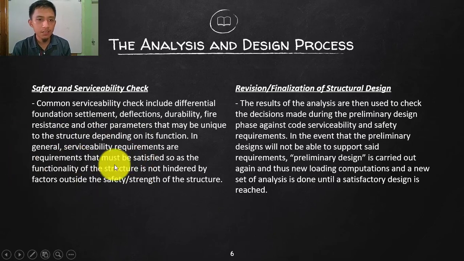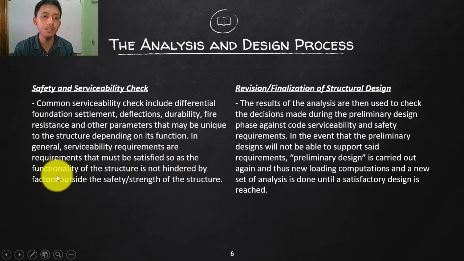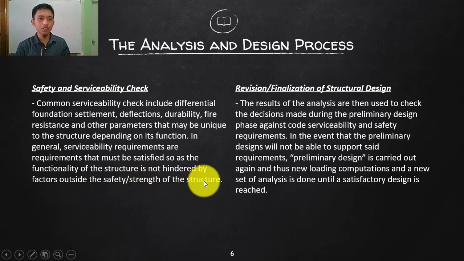In general, serviceability requirements are requirements that must be satisfied so that the functionality of the structure is not hindered by factors outside the safety or strength of the structure. So what does that mean? It is not just enough for us to analyze if it is capable of handling the loads. We also need to take into consideration the comfort within the structure. Let's say you are one of the occupants of the building. You need to be comfortable. It is not just enough that the building can stand.